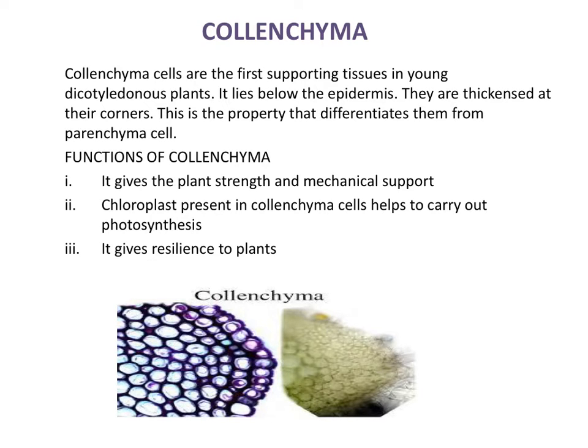Functions of collenchyma. It gives the plant strength and mechanical support. Chloroplasts present in collenchyma cells help to carry out photosynthesis. And the third function is that it gives resilience to plants. Remember that they are found in young dicotyledonous plants.